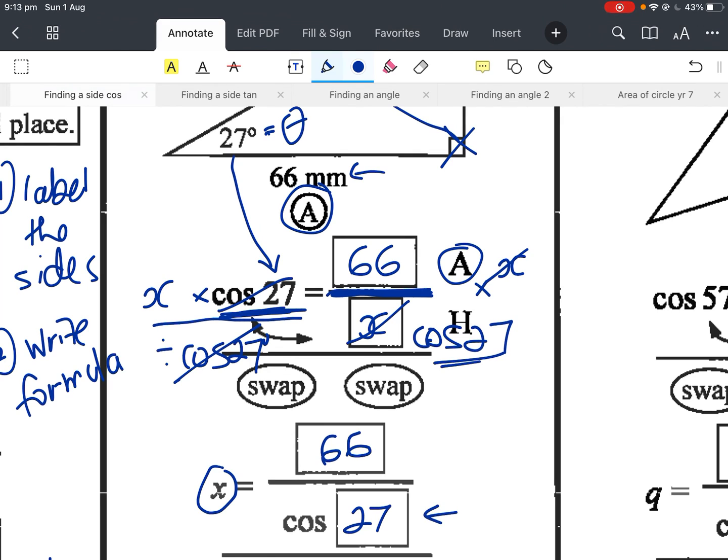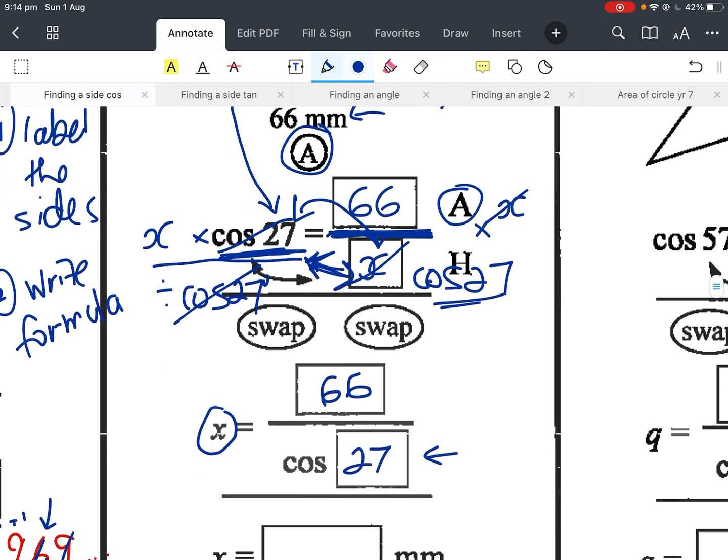Now that's the long mathematical explanation. If you want to know what the quick way is, all they did was they just swapped the x and the cos 27 over. Okay, so that one went there and the cos 27 went back where the x was. So once you get used to this, you can just use what I call the swap method.